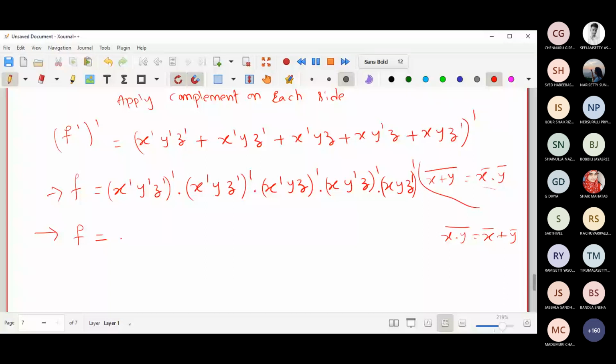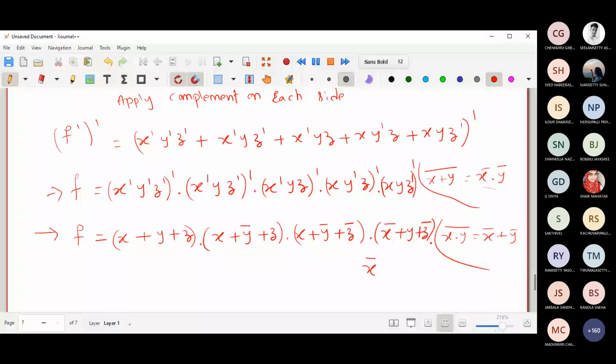X double bar, directly I am writing x. So x plus y plus z, directly I am writing here, x plus y bar plus z, dot x plus y bar plus z bar, dot x bar plus y plus z bar, dot x bar plus y bar plus z.